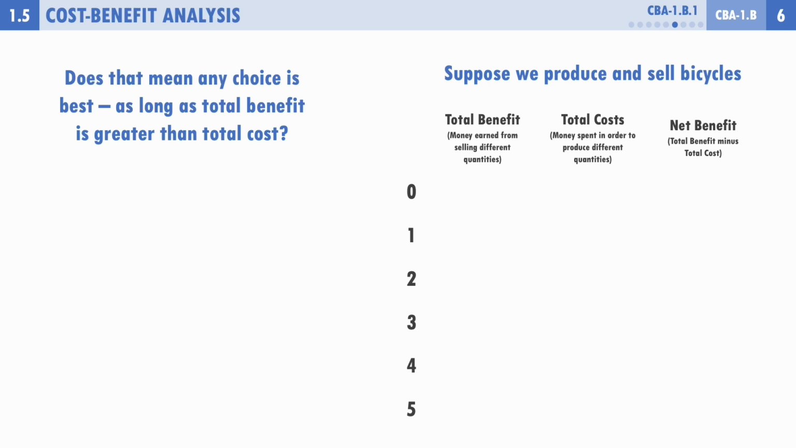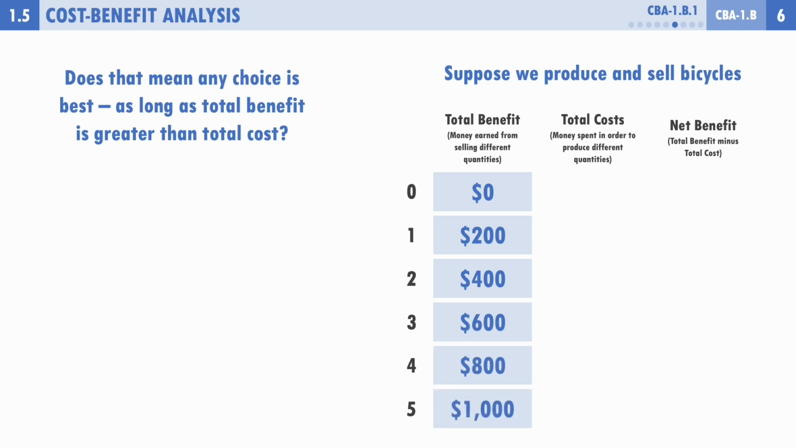and maybe suppose we sell each bicycle for $200. And so we can see that our total benefit is going to increase by $200 every time, because obviously if we're selling 0 bikes, we're earning $0. But for every additional bike we sell, we earn $200. Now, when it comes to costs, maybe we see that we have varying costs.